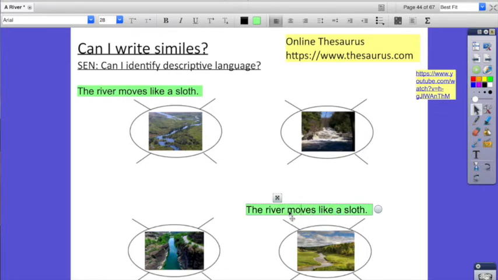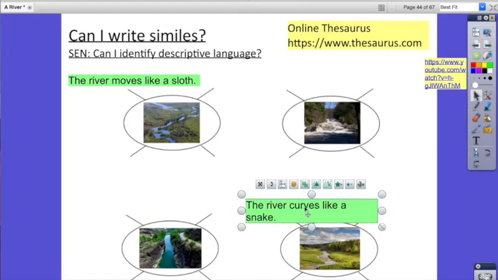Oh, the river curves, I'm going to go for... let's use a different verb, like a snake. Because here we've got a very curvy river. So you can populate your sheet with those similes.